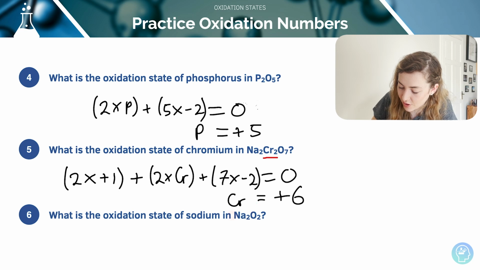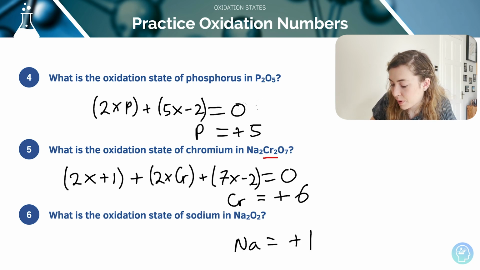And finally, having a look at this one, we want the oxidation state of sodium. Now, sodium's in group 1, so we know it's going to be +1. So I don't need to do anything here. Sodium is always +1 because it's in group 1. And that's one of our rules.